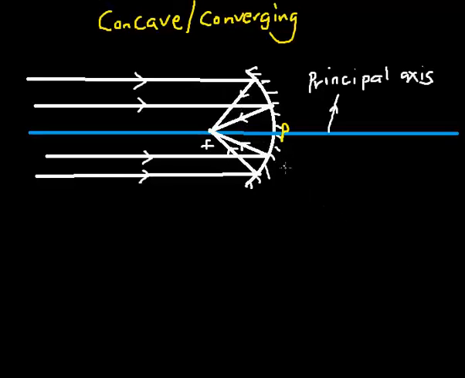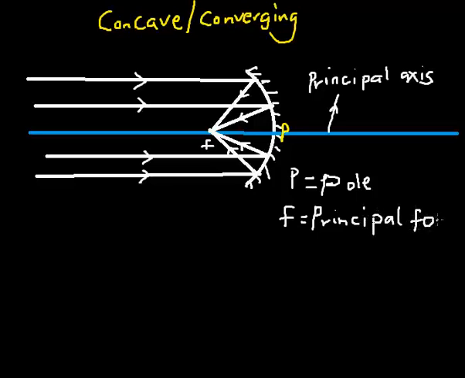So P is the center of the mirror, which is called the pole of the mirror, while F is the point where all rays of light meet. This is called the principal focus of the mirror.